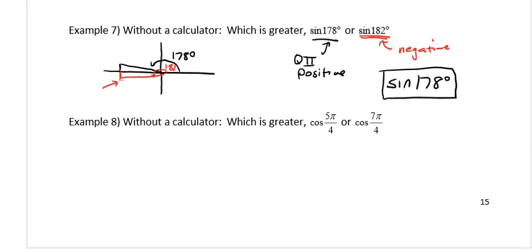Now here I have cosine of 5 pi over 4 and cosine of 7 pi over 4. Here I have it in radian measure instead of degrees. Okay, I can still answer this question though. Go ahead and try this one without a calculator, and again, for radians instead.